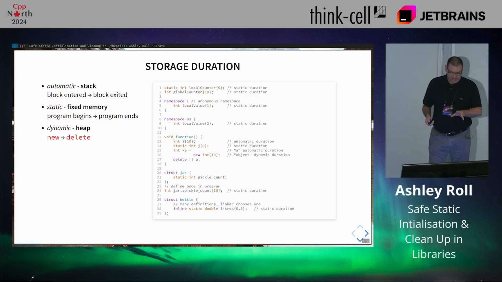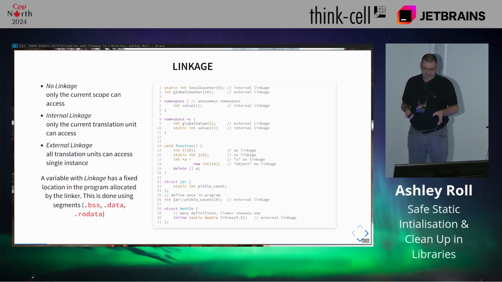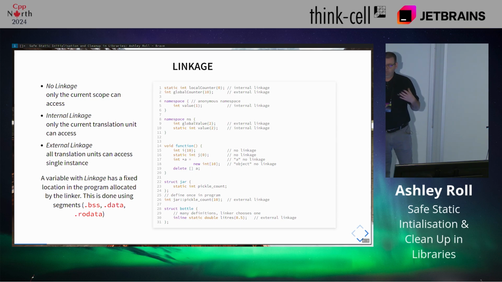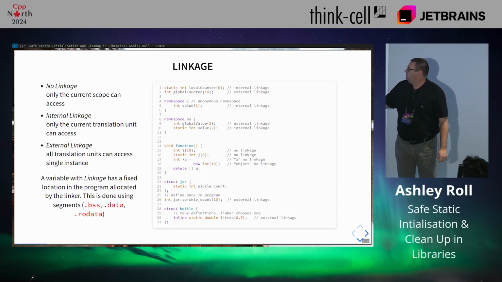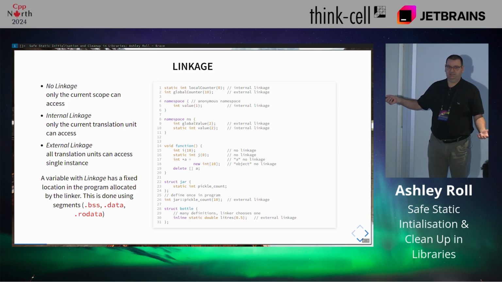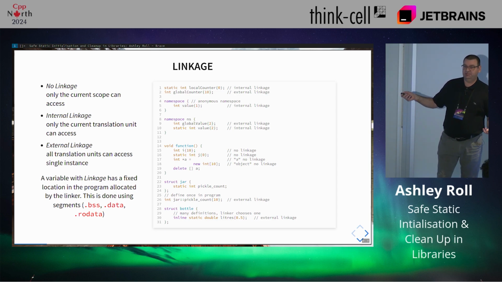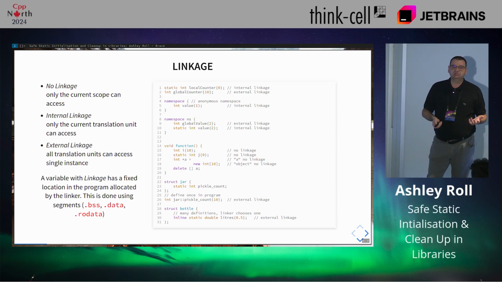So if we look again at this exact same set of code from a perspective of linkage, now we have different types of linkage. So where is this value accessible from? There's no linkage, which means it's only available in the current scope. So if we look here, we've got that inside our functions, so both our automatic storage and our static storage, both no linkage because you can't access it from anywhere else. Whereas we might have internal linkage here because it's only available within the same translation unit, or we have external linkage here, which is available to other translation units.